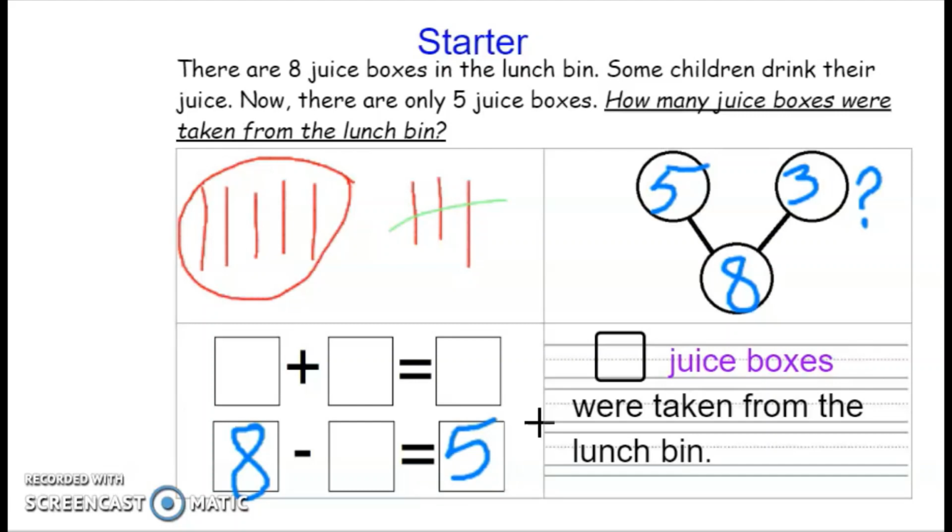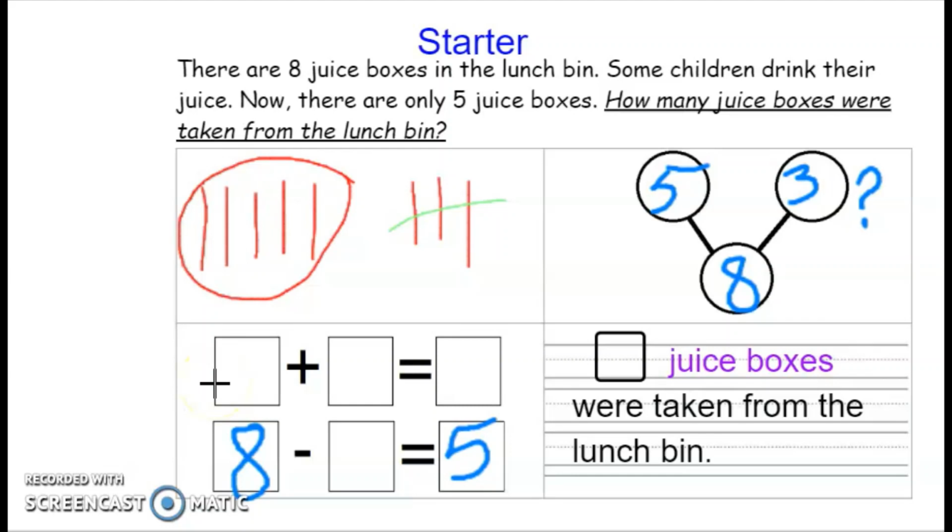This is new, and this is a little bit tricky for some friends. So we're going to go ahead and think about that again. There are 8 juice boxes in the lunch bin. Some children drink their juice, and now there are only 5 juice boxes. Great. Now let's go ahead and fill in our addition sentence. How would you fill in this addition sentence?